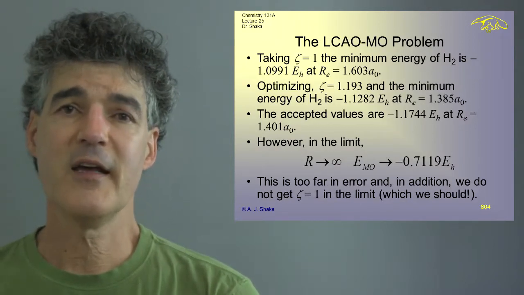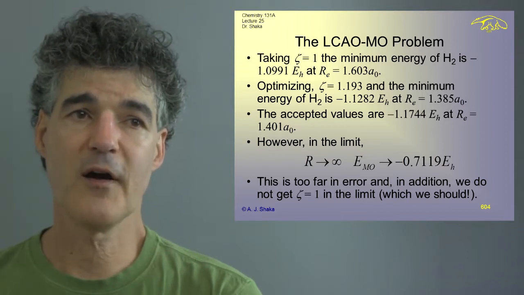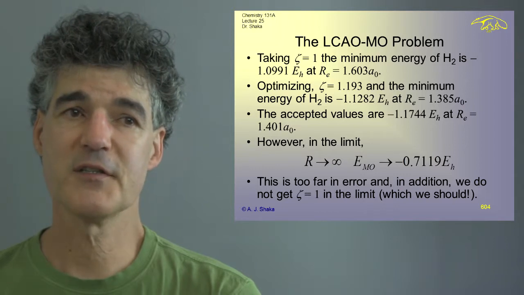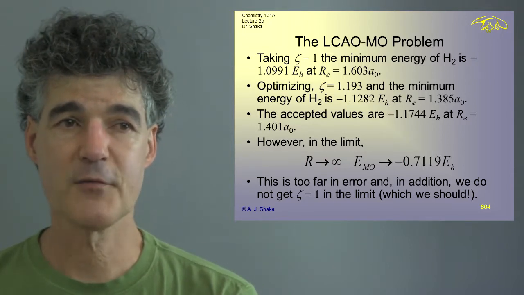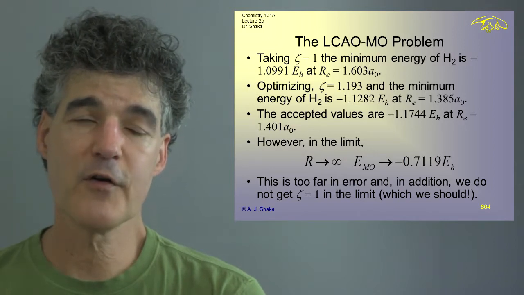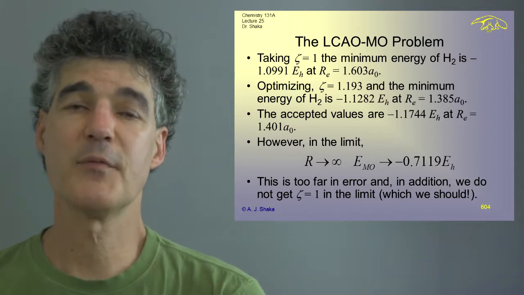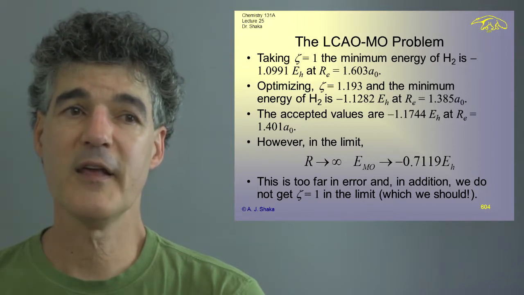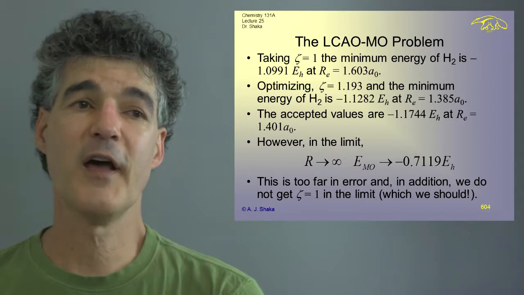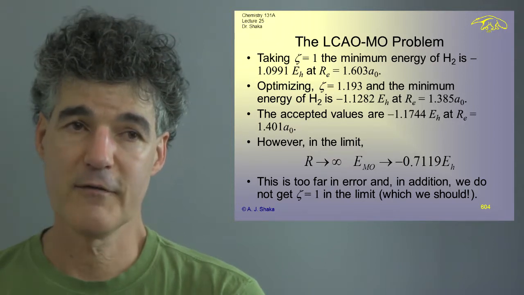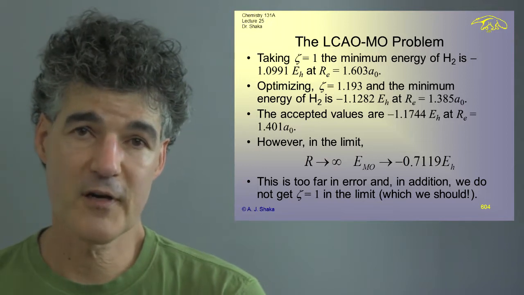If we take zeta equals 1, the minimum energy of H2 is minus 1.0991 Hartree at the minimum radius of 1.603 a naught. That's if we do everything properly, do all the integrals, optimize it, that's what we get. If we let zeta vary, of course it expands a bit like it always tends to, and we get zeta 1.193. The minimum energy now improves to minus 1.1282, and the radius improves too to 1.385 Bohr radii. The accepted values are minus 1.1744 for the energy and 1.401 for the internuclear separation, R sub E.